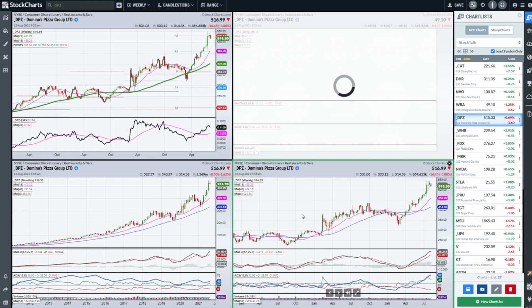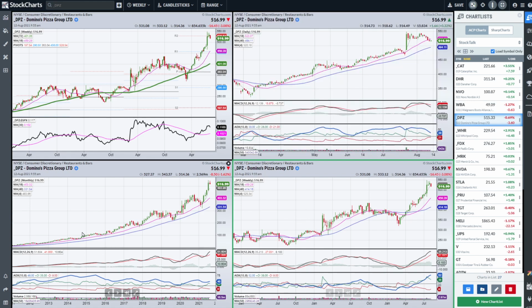DPZ, I got this request a few times. So look at the monthly, look at how orderly these moving averages have been. And now just recently, we're starting to get some separation between the two. Price is separating from the 18, and the 18 is starting to separate from the 40. So we just want to be aware of that.